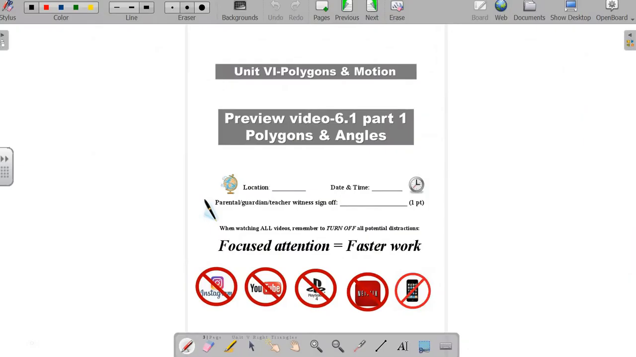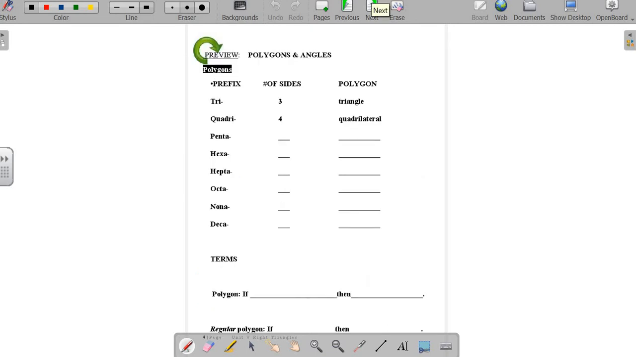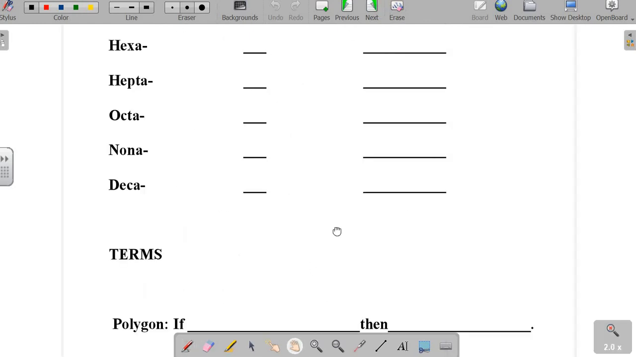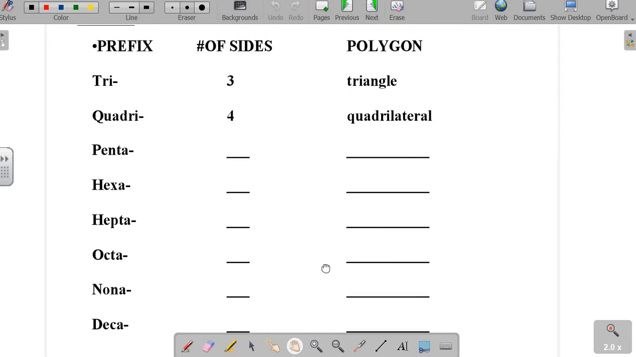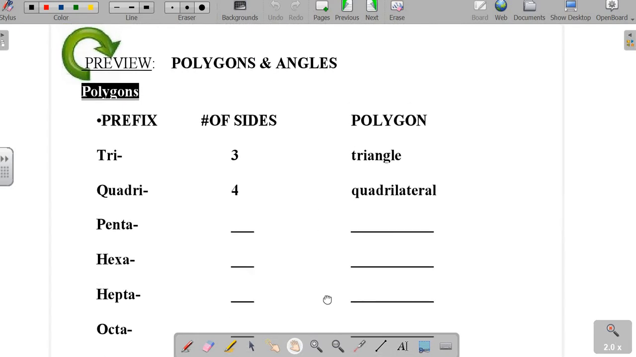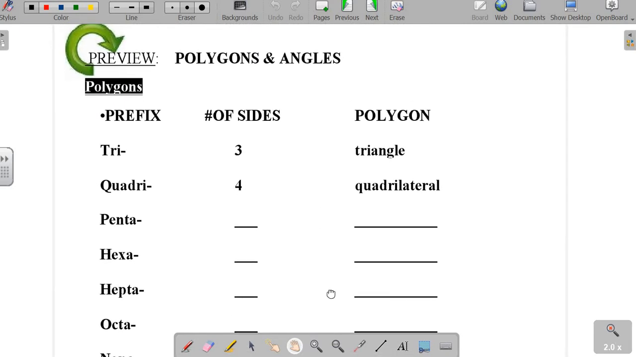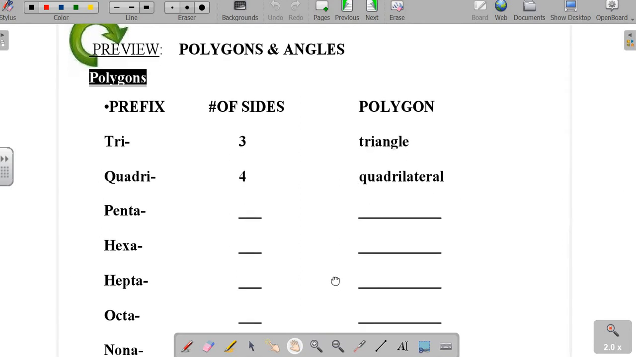Make sure you get a date, time, and location that you are watching this video. This is a momentous day, believe it or not. We have been camped out on triangles for almost 2 full months. And finally, this unit that we're going to be going into is going to be talking about shapes beyond triangles.